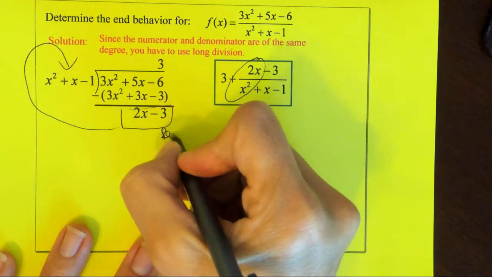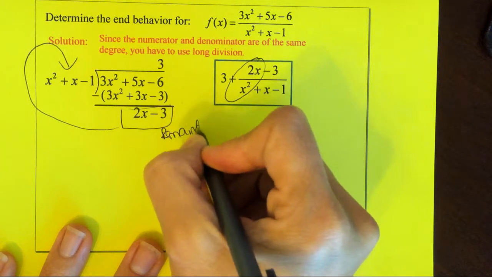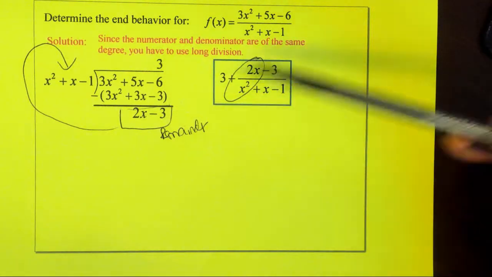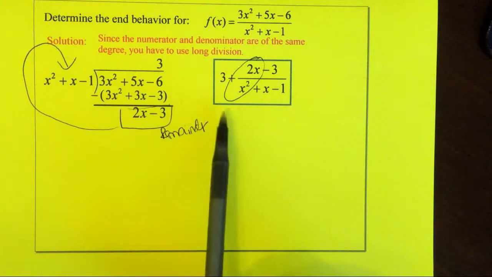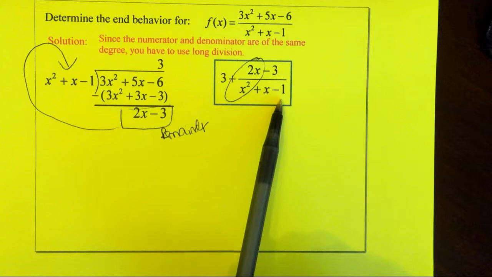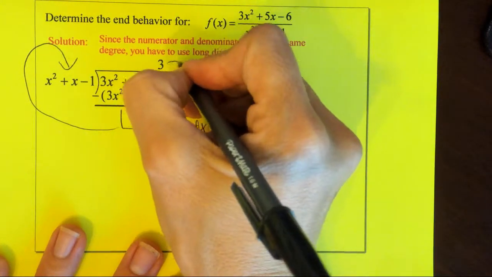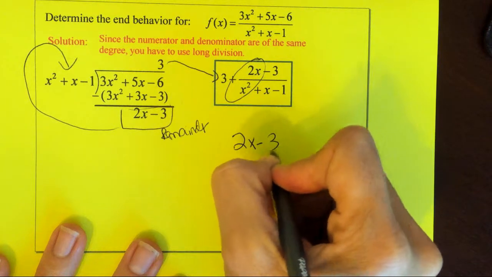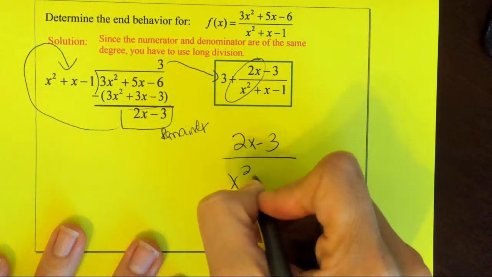Remember, this is my remainder, and your remainder is what goes on top of what you divided by. So I've got (2x + 2) over (x squared + x - 1). And this number up top is what we're going to add. And I like to write it like this, actually. I prefer to write this first.